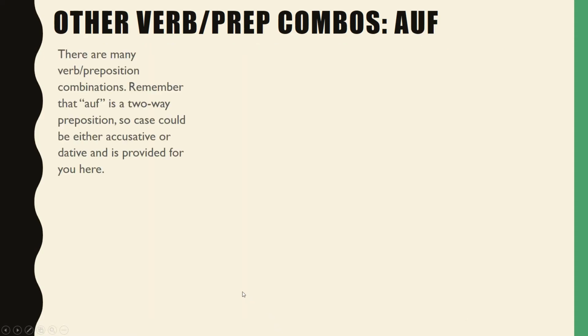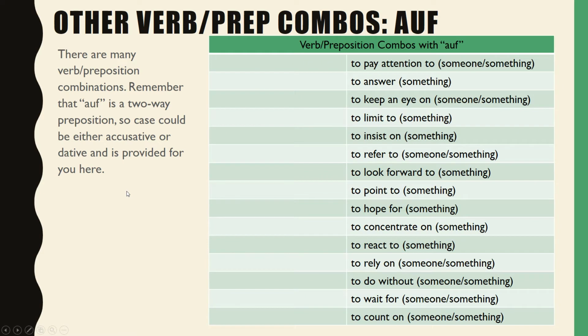Next we have auf. There are many verb preposition combinations. Remember that auf is a two-way preposition, so case could be either accusative or dative and is provided for you here. If you would like to practice, pause the video now.